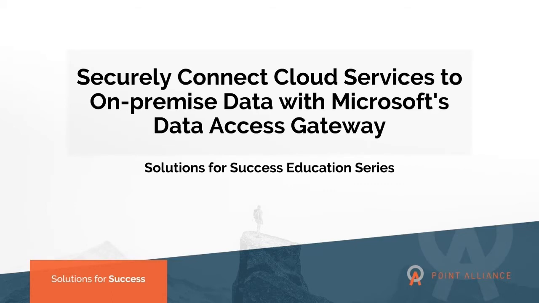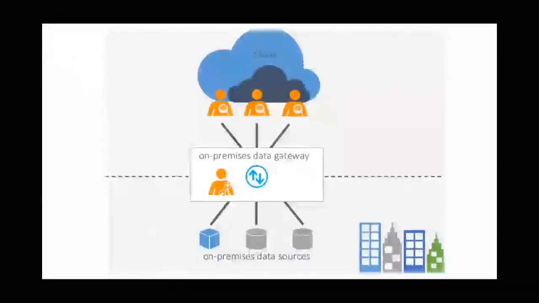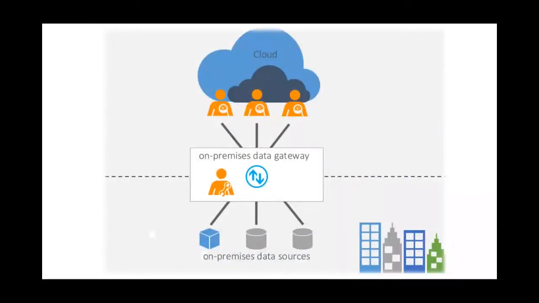Good morning, everyone. Today we'll talk about accessing on-premises data using Microsoft Data Access Gateway. We'll also briefly review Microsoft's hybrid connections feature. There are lots of reasons for companies to keep their data on-premise, and as such, Microsoft developed several solutions to allow companies to take advantage of their cloud services while securely connecting to the data stored on-prem.